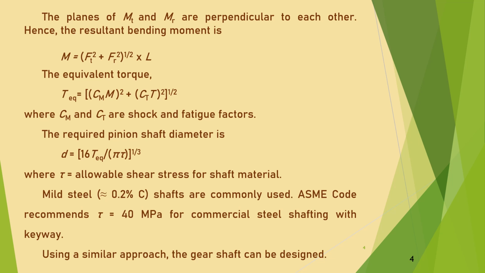Mild steel, approximately 0.2% carbon shafts are commonly used. The American Society of Mechanical Engineers Code recommends tau equal to 40 MPa for commercial steel shafting with keyway. Using a similar approach, the gear shaft can be designed.